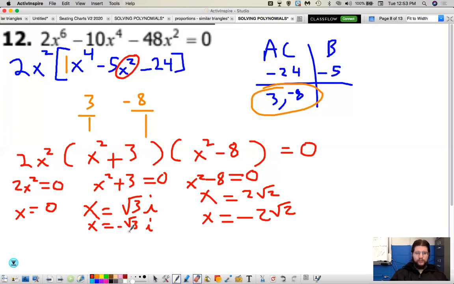You can look back at previous examples to see how you solve each one of those. But again, this is not new. This is solving a quadratic. We did this for like 2 months.